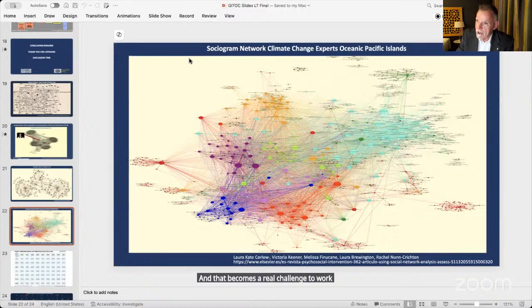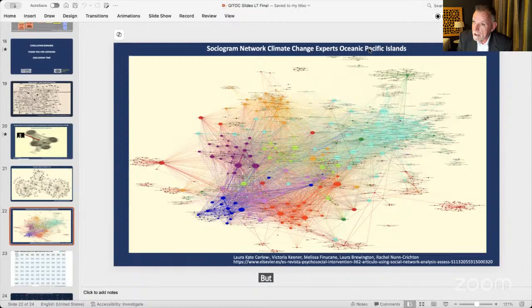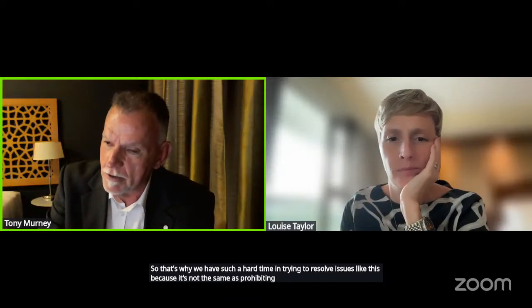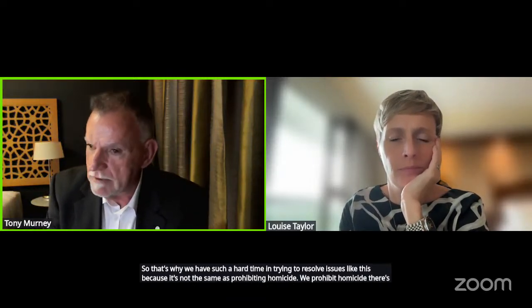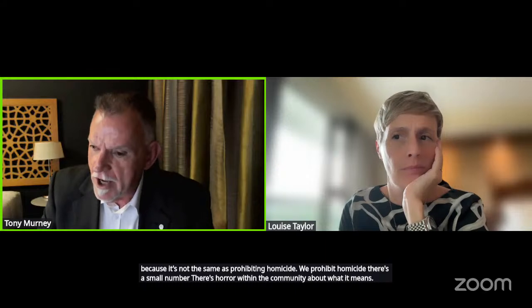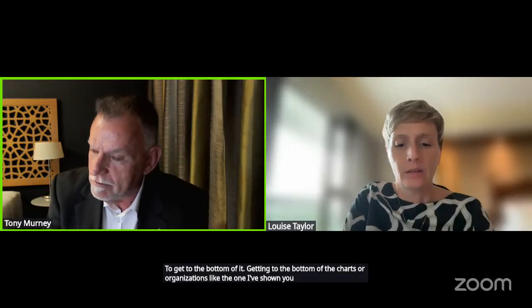The AFP, for example, in Australia, works as effectively as it can overseas, and it's produced some amazing interdictions in this country. But there's still more to come, and it's only a small proportion of the interdictions that actually occur. So that's why we have such a hard time in trying to resolve issues like this, because it's not the same as prohibiting homicide. We prohibit homicide. There's a small number. There's horror within the community about what it means, and there's a capability with police resources, particularly the way homicide's prioritised, to get to the bottom of it. Getting to the bottom of organisations like the one I've shown you is incredibly difficult work.